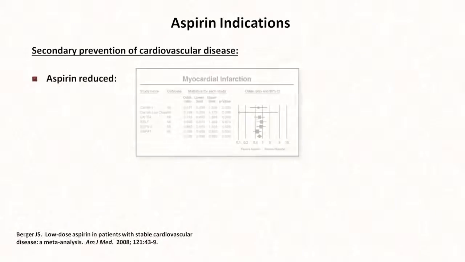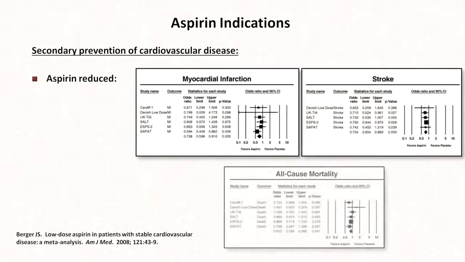Next is the secondary prevention of cardiovascular disease, which is more or less an extension of the first 2 indications. A meta-analysis looking at a variety of endpoints in patients with known cardiovascular disease already, who were randomized to either aspirin or placebo, found that aspirin reduced rates of MI, rates of stroke, and all-cause mortality. Comparison of appropriate doses indicate that low doses of 75 or 81 mg daily is likely as effective as higher ones and associated with fewer side effects.